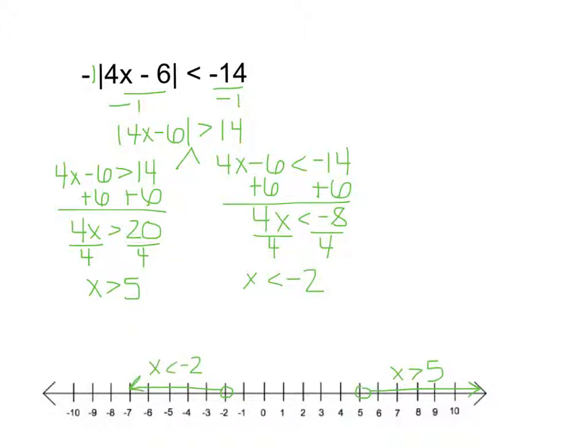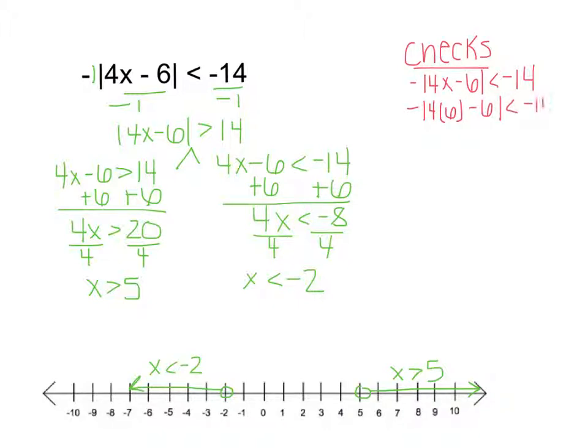Since we have two possible solution areas, we have to do two checks. Both go into the original inequality. So for the first check, I'm going to check something greater than 5. I'm going to check 6. 4 times 6 is 24. 24 minus 6 is 18. The absolute value of 18 is 18. Make sure the negative in front comes down with it. And -18 is less than -14, so that checks out.